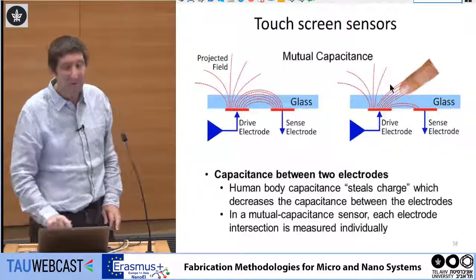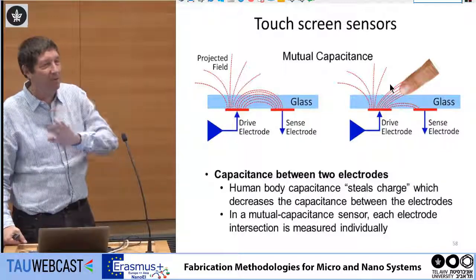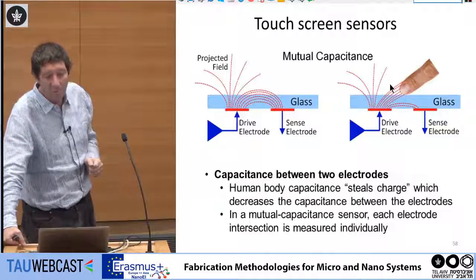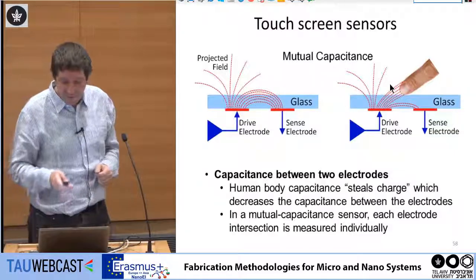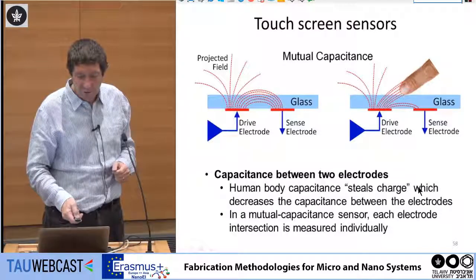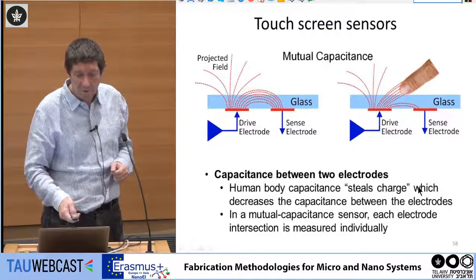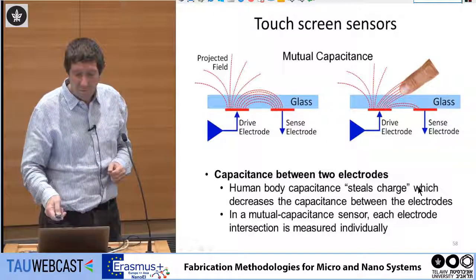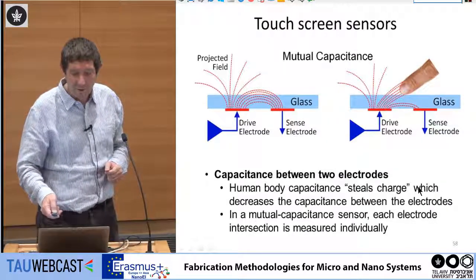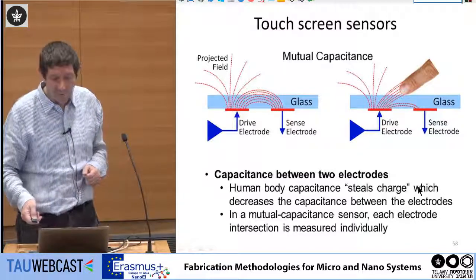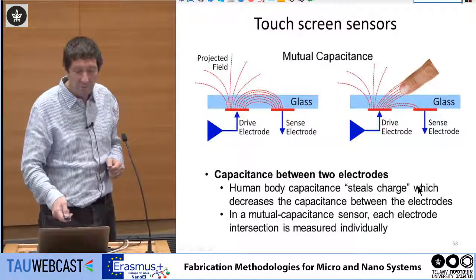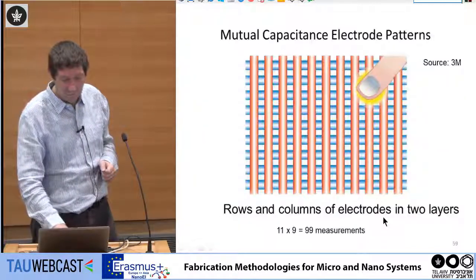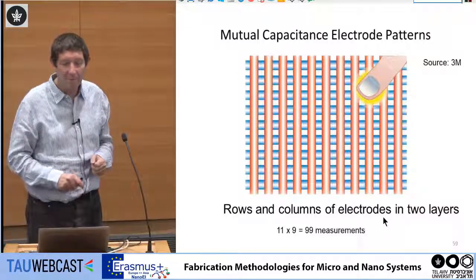So what most people are moving to today is a little more sophisticated screen, which is called mutual capacitance. In this case, you have one electrode and a second electrode, and you're measuring the capacitance between them. And when your finger is touching this area, you are disrupting the electric field. The human body capacitance steals charge, which decreases the capacitance between the electrodes. It's called a mutual capacitance sensor. And this is how it looks typically.